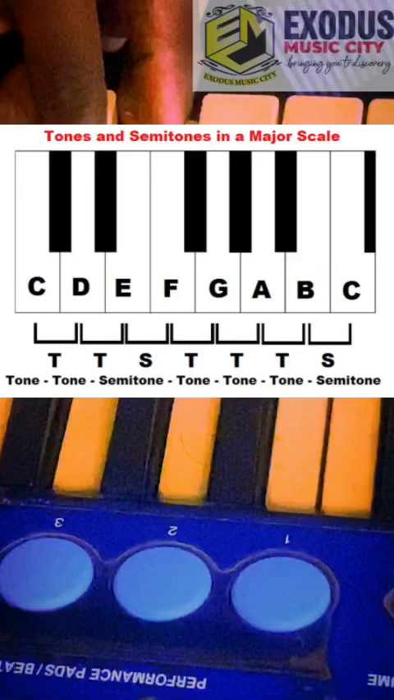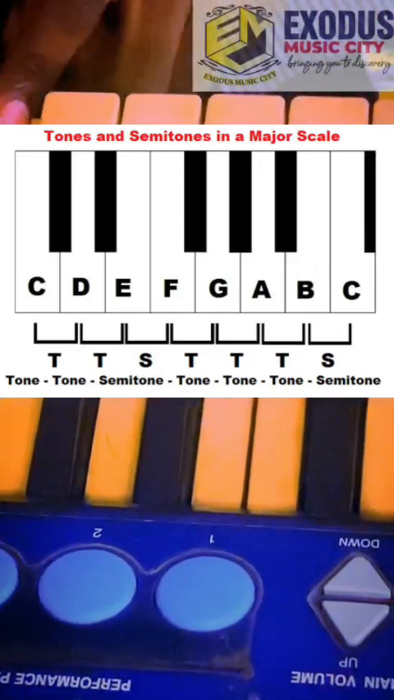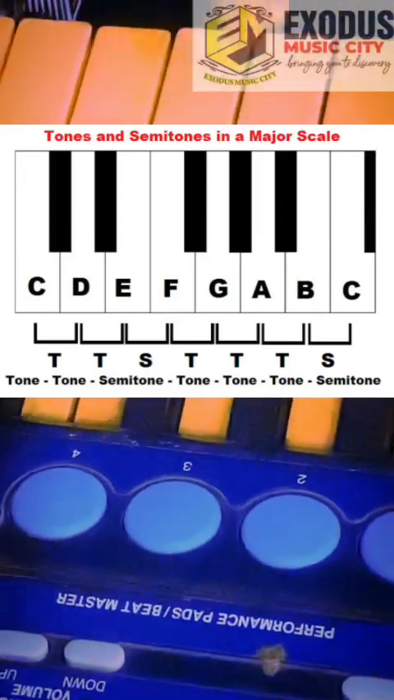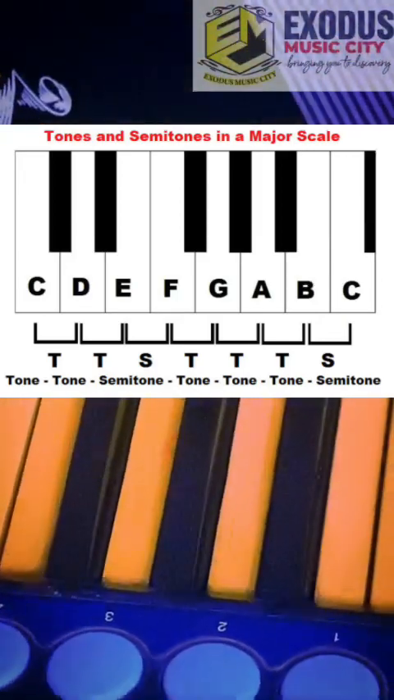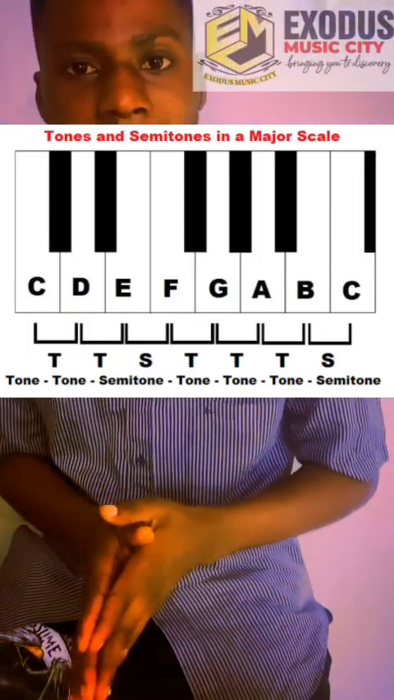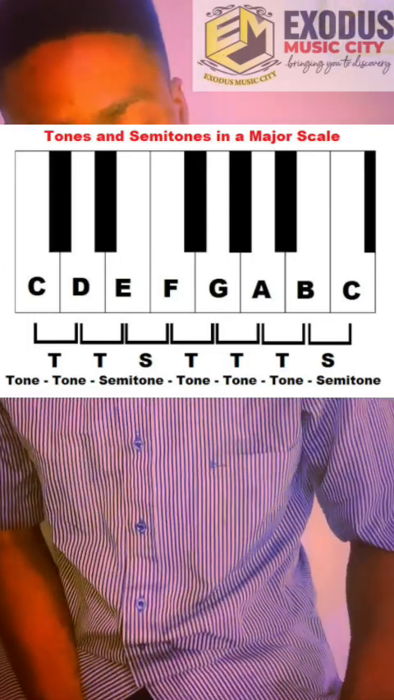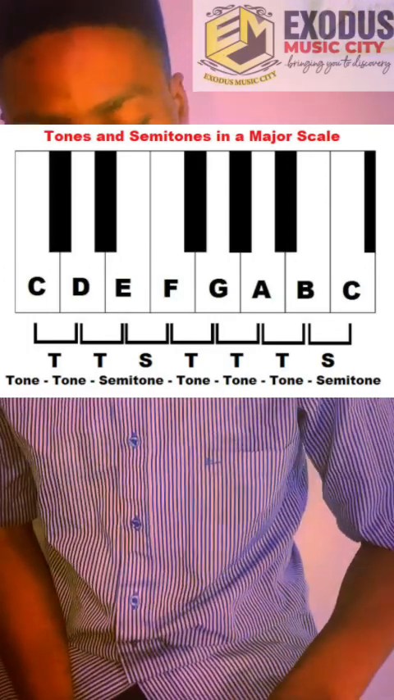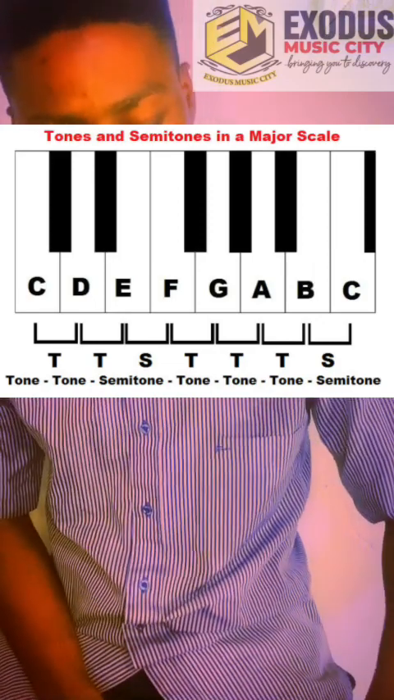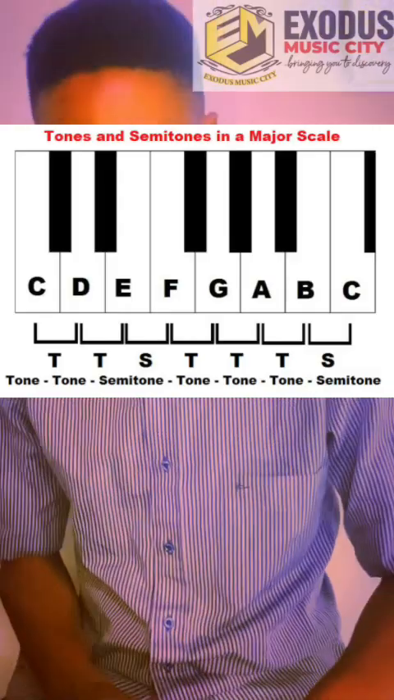Key A has a black key at the front, which makes it a tone, while key B has no black key at the front. Now that derives our formula for the major diatonic scale. So we have tone, tone, semitone, tone, tone, tone, semitone. One more time: tone, tone, semitone, tone, tone, tone, semitone.